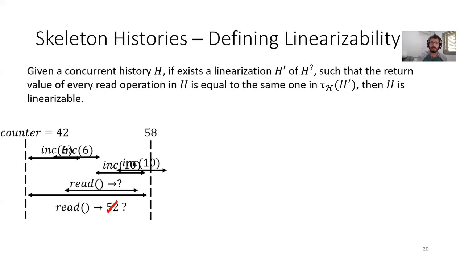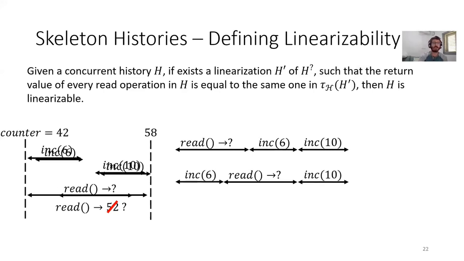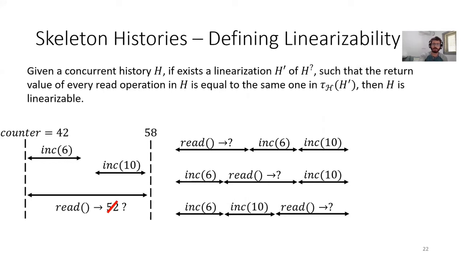In the first one, the read occurs before both increments. In the second linearization, the read occurs between both increments. And in the third linearization, the read occurs after both increments. So we now have all the possible linearizations of the skeleton history, where the read occurs before the increments, in between the increments, and after the increments. Well, now we need to see what the return values are of these linearizations of the skeleton history. So let's apply tau.